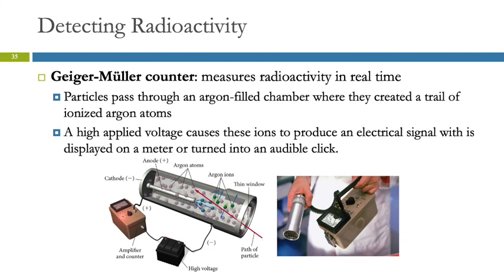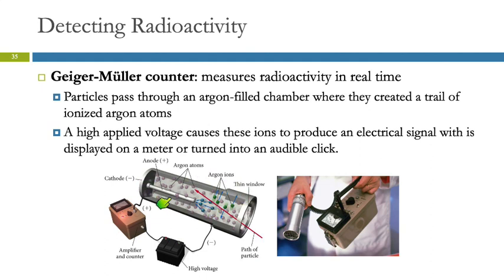You probably heard of a Geiger counter. Supposed to give Mueller some credit for that too. It's a Geiger-Mueller counter. This measures radioactivity in real time, and this is the kind of thing you see in the movies, right? Where they've got this wand and you're hearing these clicks, right? Click, click, click, click, click. Oh no, it's dangerous, get away, right? Well, how does this work?